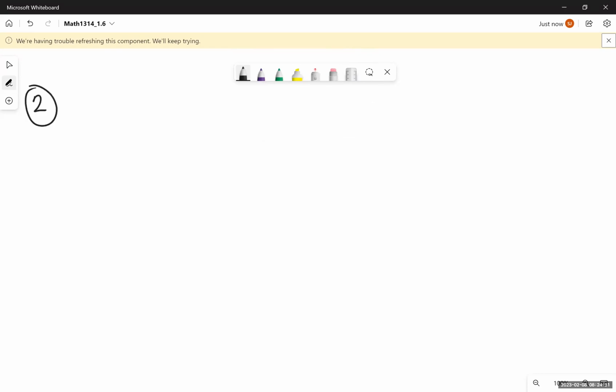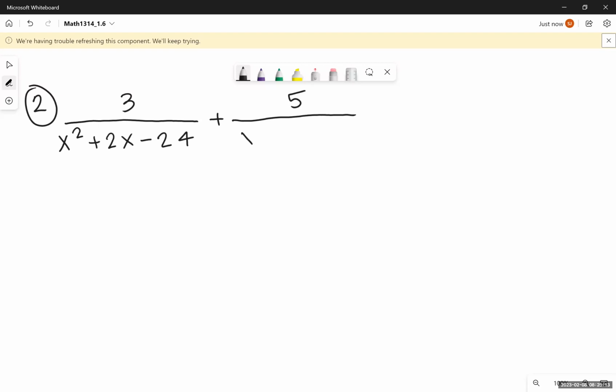Let's do this other example. So we're going to have a large fraction bar. In our numerator, it's just the number 3. In our denominator, it is x squared, a positive 2x, and a negative 24. And then we're going to add to that. It's also a fairly large fraction bar. Numerator is a 5. Denominator is x squared plus x minus 20 equals large fraction bar, numerator 5, denominator x squared plus 11x plus 30.